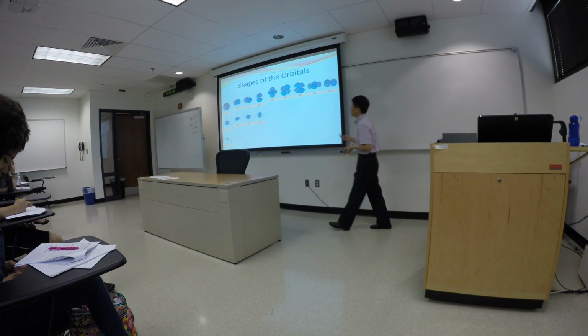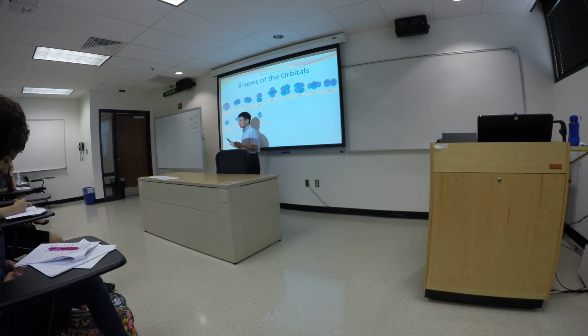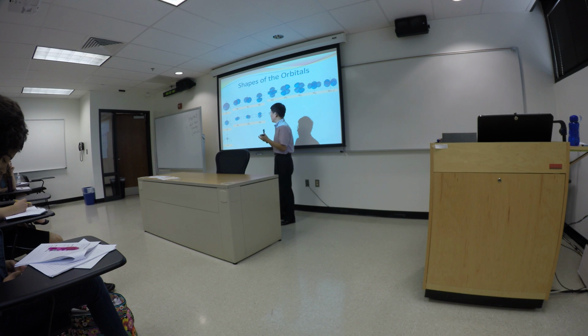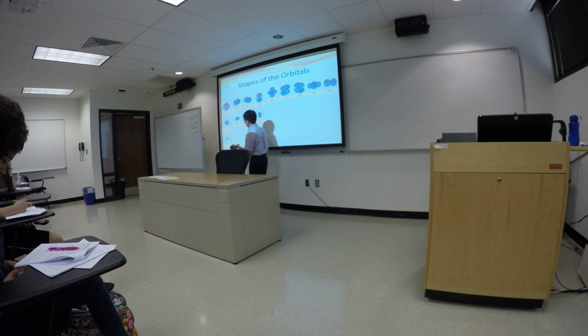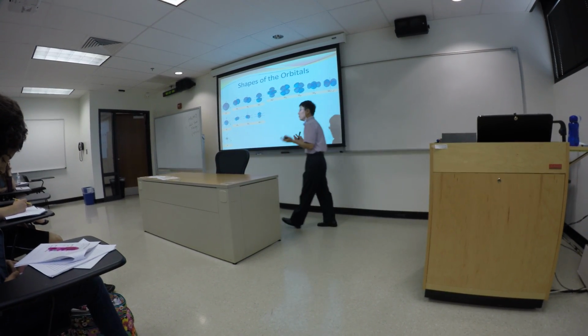Okay, and this is a diagram representing the different subshells. The S subshell takes the spherical shape. Okay. Whether it's 1s or 2s or 3s or 4s. The difference between 1s and 2s is that 1s is a smaller sphere. 2s takes the spherical shape too, but it's bigger. 3s is even bigger.